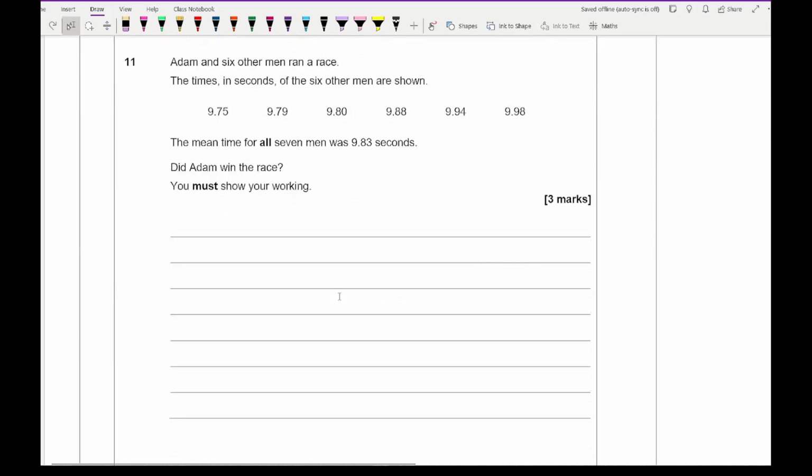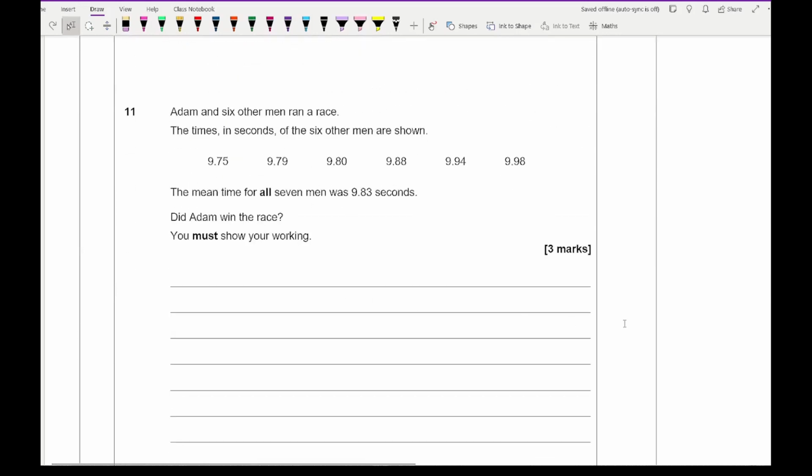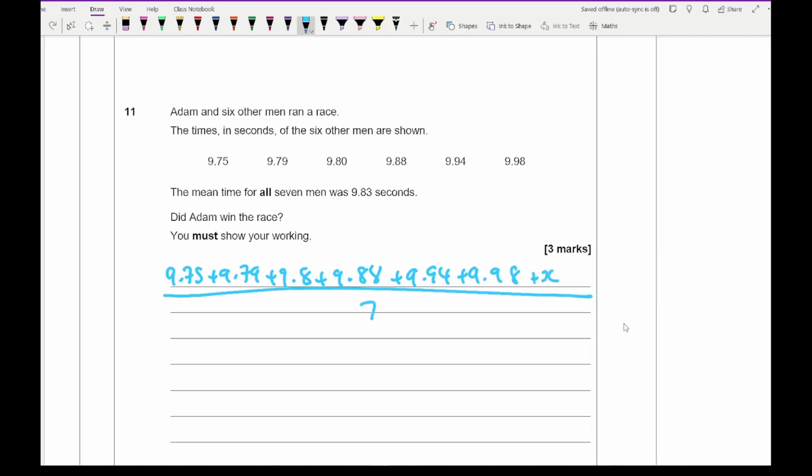Now, question 11 says that Adam and 6 other men ran a race. The times in seconds of the 6 other men are shown. The mean time of all 7 men is 9.83 seconds. Did Adam win the race? So what we need to do is work out some reverse questions. Now, there's a couple of ways in which we can do this. One way is to add up all the times, which I'm doing here. And we're going to have Adam's time as x. And if I divide that all by 7, that should give me an answer of 9.83.